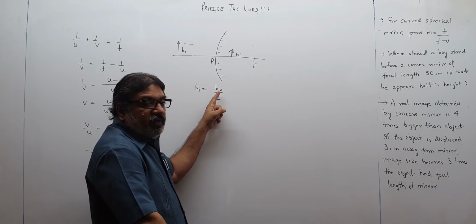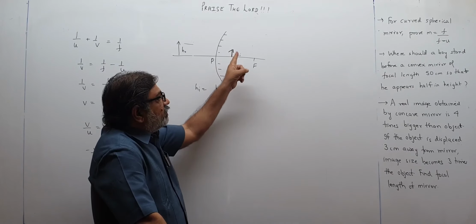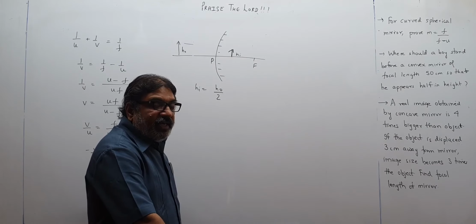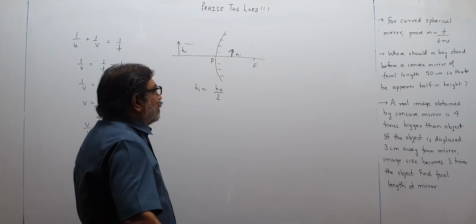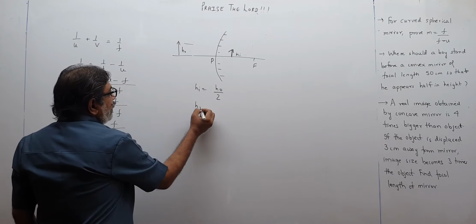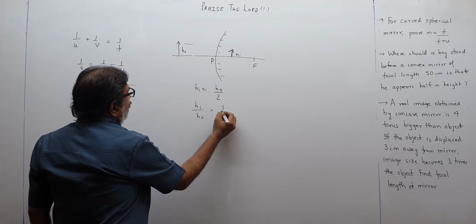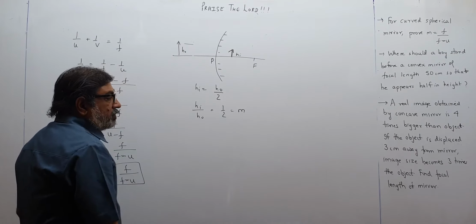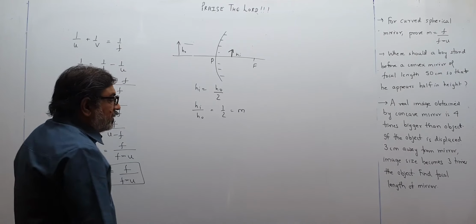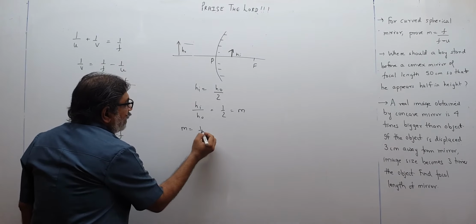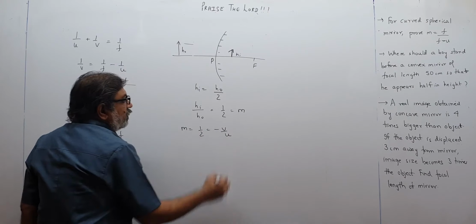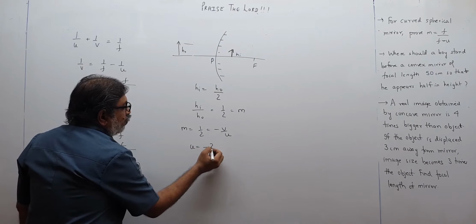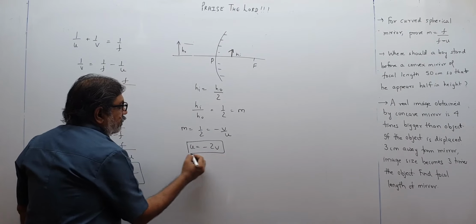So HO is plus always, so HI also plus. Is it correct? Yes, correct. Because with the help of convex mirror, we are always getting virtual and erect image. So that means HI upon HO is half for me, and that is M. That we know. This is magnification. So magnification is half, and that is minus V upon U. That also we know. So cross multiply, U becomes minus 2V.